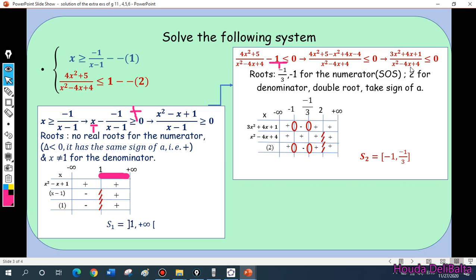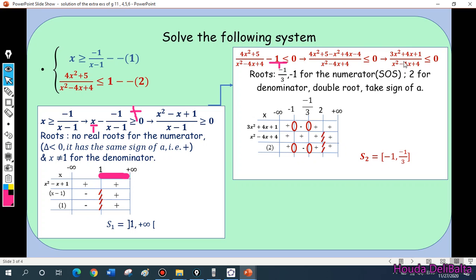Now, according to the double root, that means that delta is 0. Delta equals 0. Again, we take this sign of A as if delta is negative. So when delta equals 0 and when delta is negative, we take this sign of A. But the difference is that when delta is negative, no roots, as you see here, no roots. When delta is 0, there is a double root, as you see here, which is 2, and we put dashes because it is for the denominator. So all of the signs are pluses because we have to take this sign of A and it is plus.